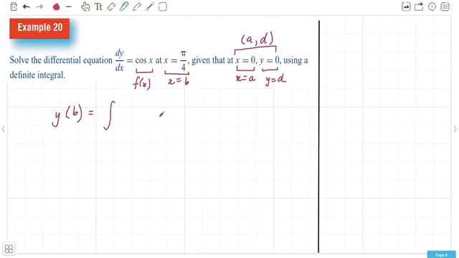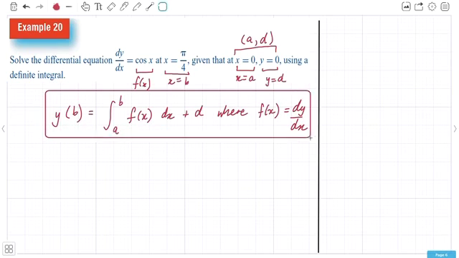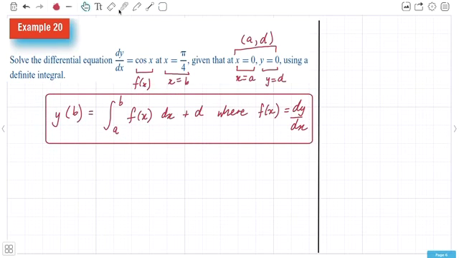It was found to be a definite integral between two terminals. The terminal with the x you were given, which is a, to the x that you were given to find y, which is b, so this one in here. The function f of x dx plus your y coordinate d. And this is where f of x, or little f of x, is equal to your differential equation dy/dx. So I'm just going to put a box around that because that's really the formula we're going to use in this question. So let's have a look now.